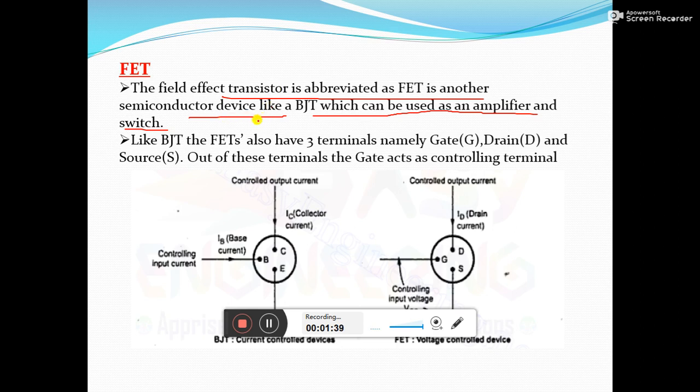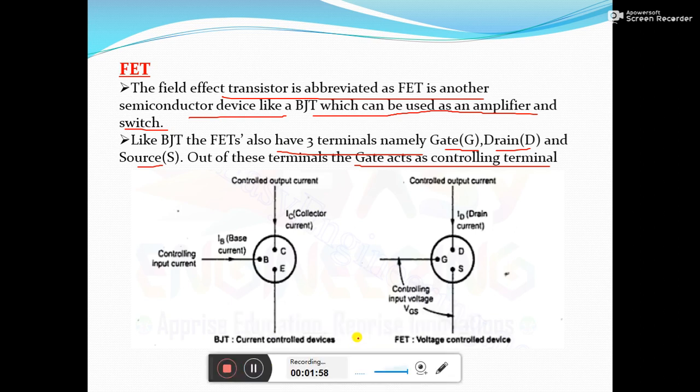Like BJT, FETs also have three terminals, but they are designated with different names: gate, drain, and source. Out of these three terminals, gate acts as the controlling terminal. If you see the comparison diagram of BJT and FET, this is referred to as BJT and this is referred to as FET. This is a current control device and this is a voltage control device.